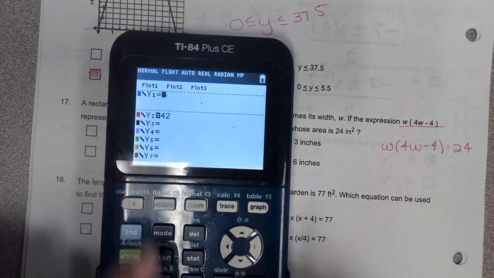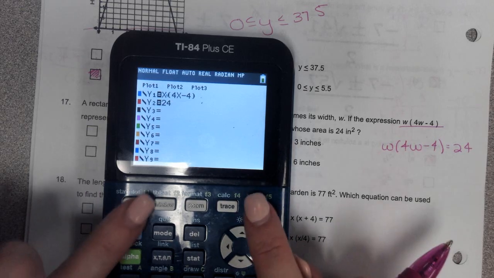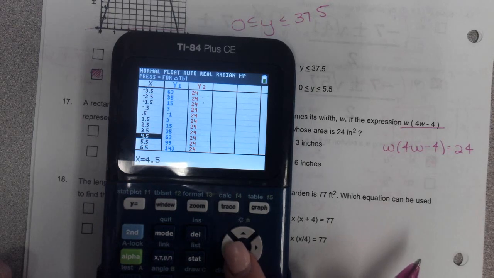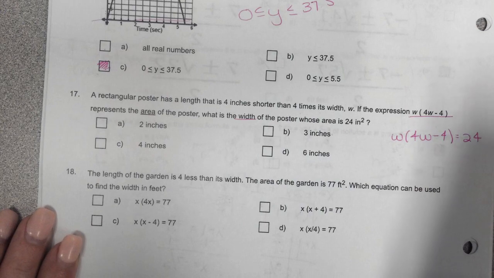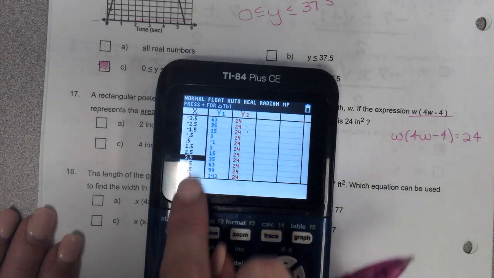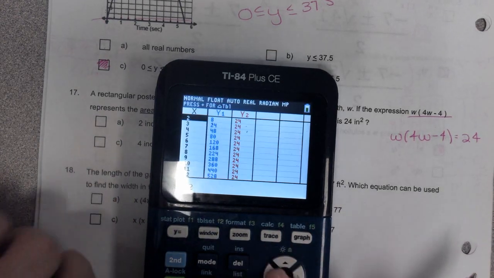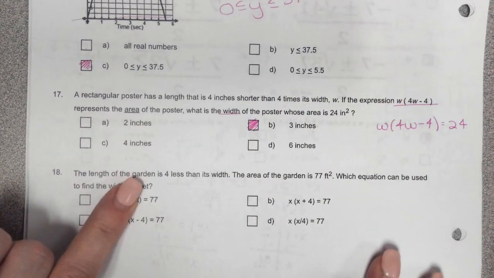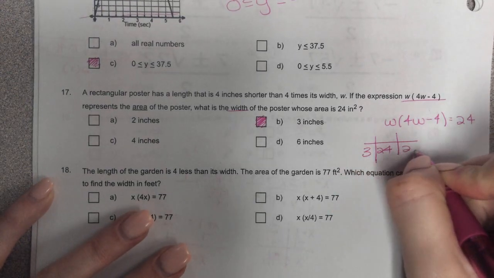So let's use my calculator. So we get X times 4X minus 4, and then Y2, 24. I don't see it anywhere. Oh, because I'm at fractions. So let's check. Second window, let's go to 2. Nope, it's not there. Ooh, but now it is at 3. So there's your answer. Because on your table, at 3, they both equal 24.